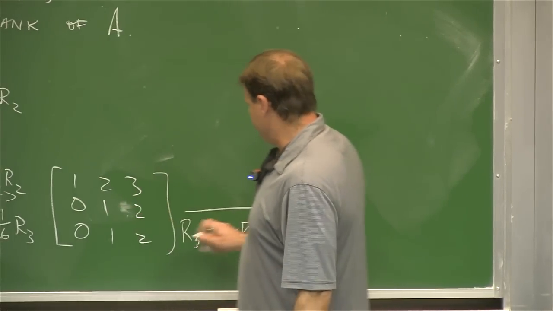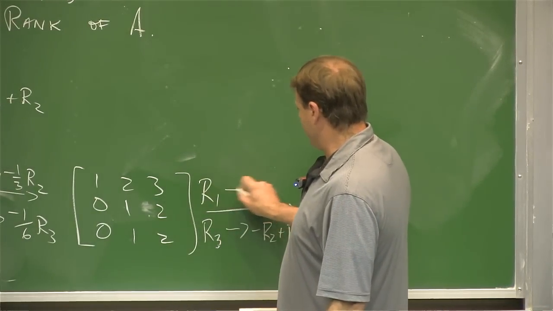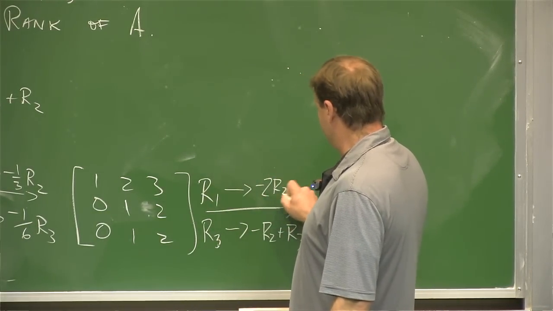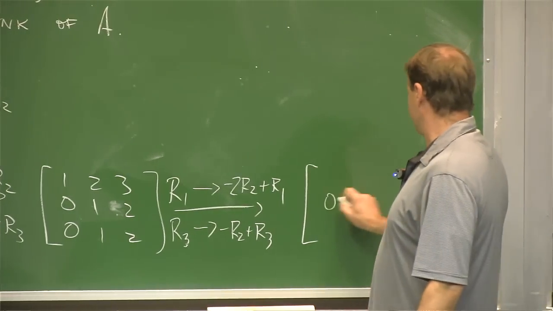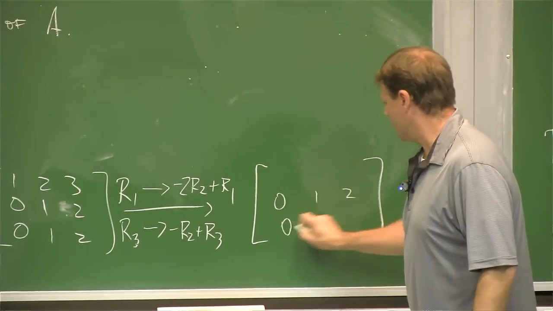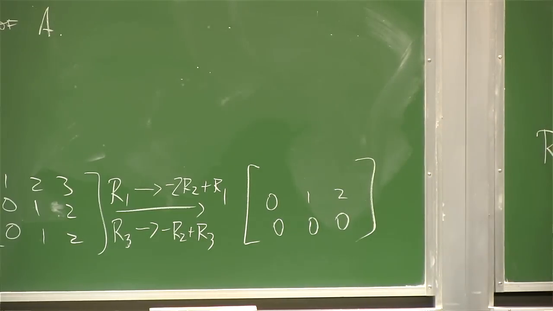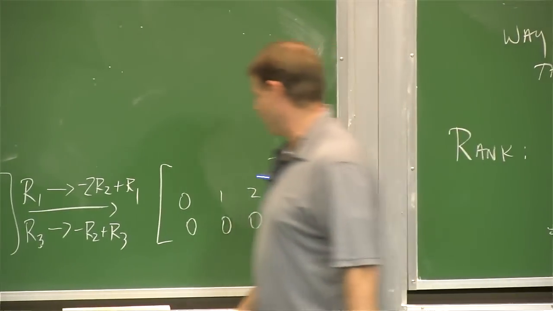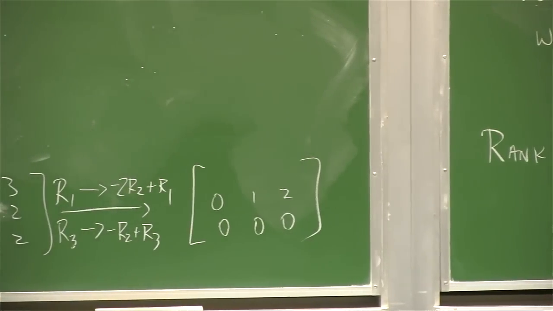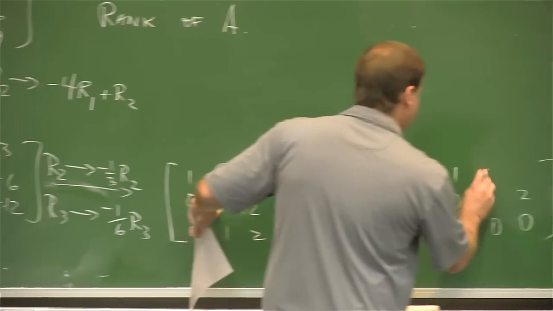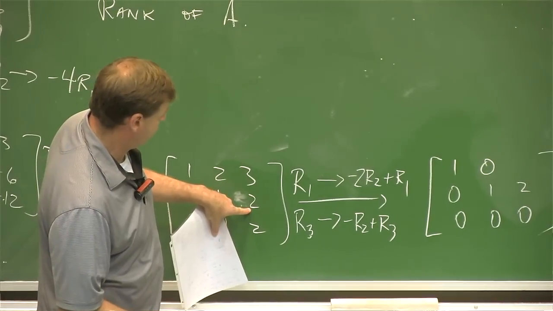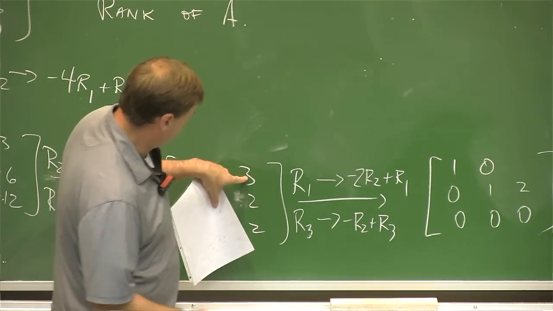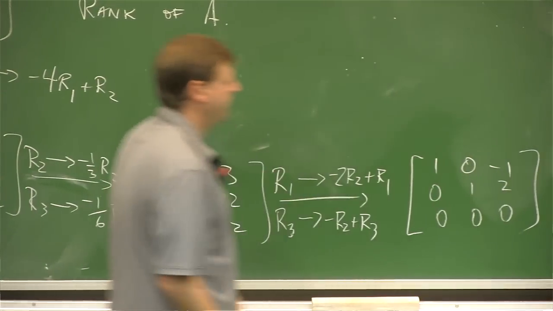Okay, so I'm going to replace row 1 with negative 2 row 2 plus row 1. 0, 1, 2, 0, 0, 0. That last row just becomes all zeros. And then the top row becomes 1, 0. Then I'm multiplying that by negative 2 and adding it, so I get a negative 1 there.